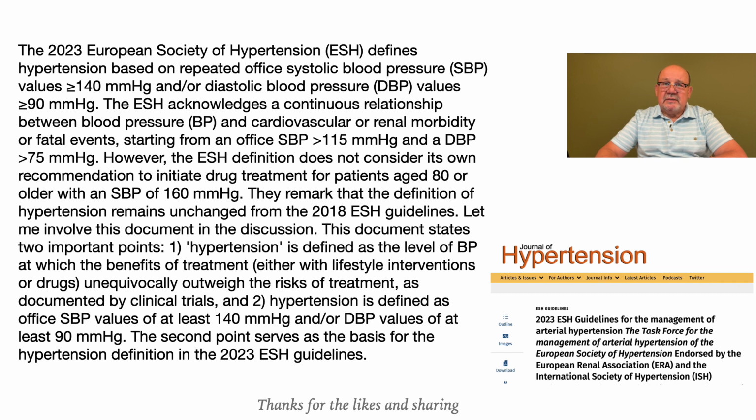This document states two important points. First one, hypertension is defined as the level of BP, blood pressure, at which the benefits of treatment, either with lifestyle intervention or drugs, unequivocally outweigh the risk of treatment as documented by clinical trials. And second point, hypertension is defined as office systolic blood pressure values of at least 140 and/or diastolic blood pressure values of at least 90. The second point serves as the basis for the hypertension definition in the 2023 guidelines.